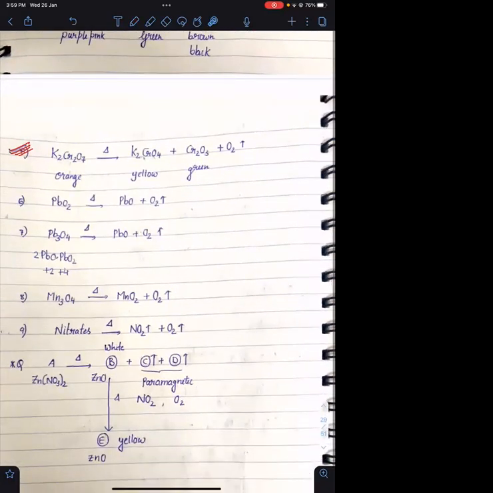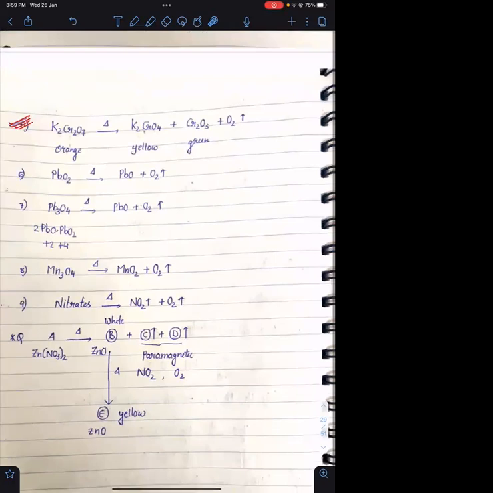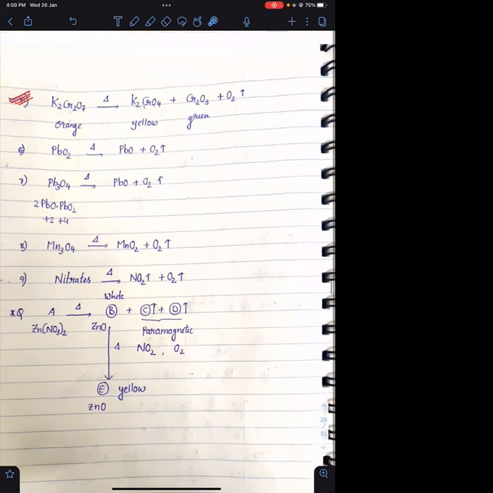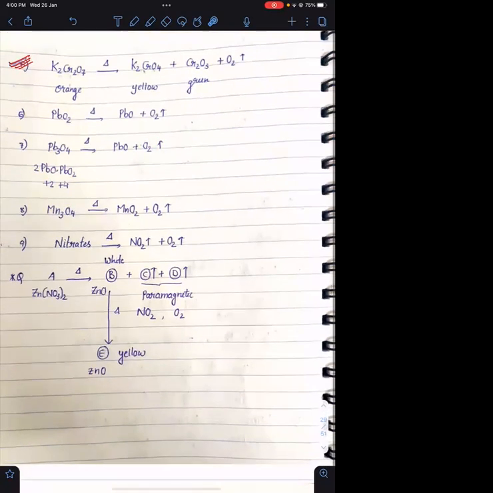PbO2 converts into O2. Pb3O4, which is a combination of PbO and PbO2, also converts into O2, where the oxidation states of lead are +2 and +4. I think Pb3O4 is also called sindoor, I'm not sure, please check that. It is made up of PbO and PbO2, with +2 and +4 oxidation states. Heating it, again you will be getting O2. Mn3O4 on heating, you will be getting O2.